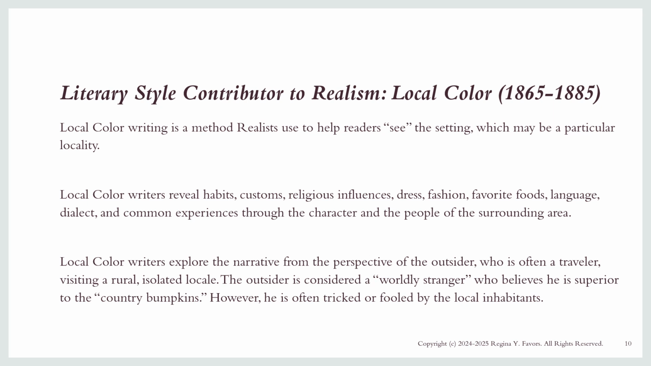Local color writers explore the narrative from the perspective of the outsider, who is often a traveler visiting a rural, isolated locale. The outsider is considered a worldly stranger who believes he is superior to the country bumpkins. However, he is often tricked or fooled by the local inhabitants. So this is a person who comes in, thinks that he or she is going to change the city and make it better, but the person doesn't know the town. The person doesn't know the inhabitants. The person doesn't know, quote unquote, the characters.